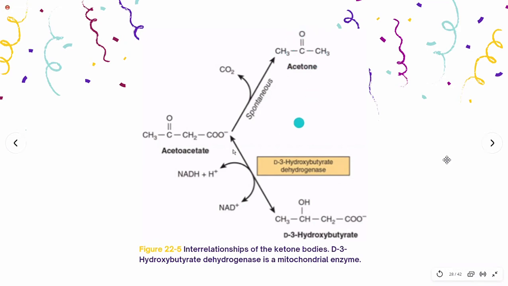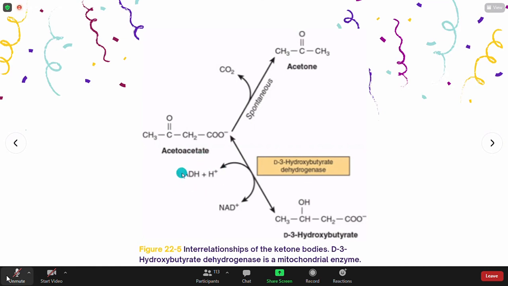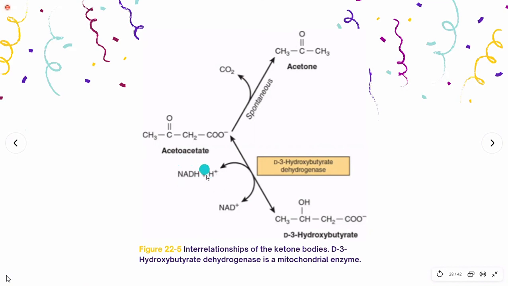Ketoacidosis. Okay. Acetoacetate and hydroxybutyrate is a reversible reaction, whichever is greater. When you have so much of this, it becomes acetoacetate. When you have so much of this, it goes to formation of hydroxybutyrate through the enzyme hydroxybutyrate dehydrogenase. When hydroxybutyrate becomes acetoacetate, you form NADH, and NADH goes into the electron transport chain, or your respiratory chain.